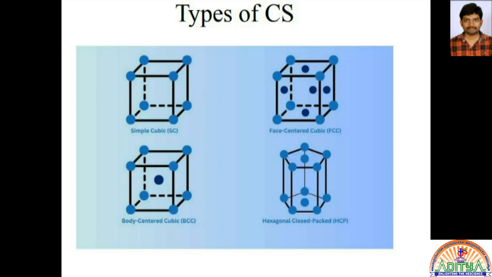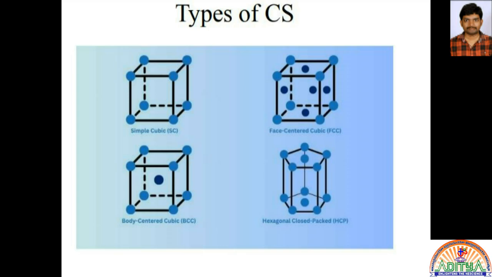Okay, so coming to the body centered cubic structure, in a body centered cubic structure each atom is located at the center of the cube, in addition to the corners. Okay, so that is the difference. So the packing factor for a body centered cubic structure is approximately 68 percentage.